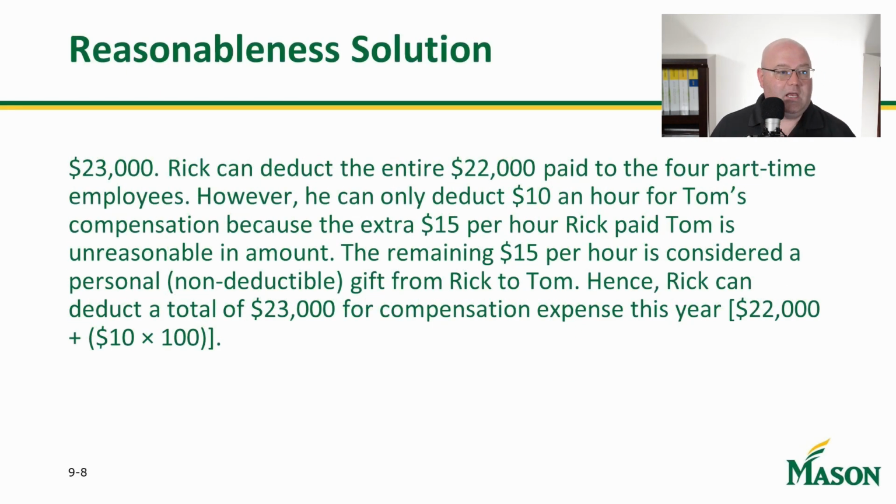And the answer is you can deduct $23,000, and that's because Rick can deduct the entire $22,000 that he paid the 4 part-time employees. However, he can only deduct $10 an hour for Tom's compensation because the $15 an hour is an unreasonable amount. The remaining $1,500 is a non-deductible personal gift from Rick to Tom.